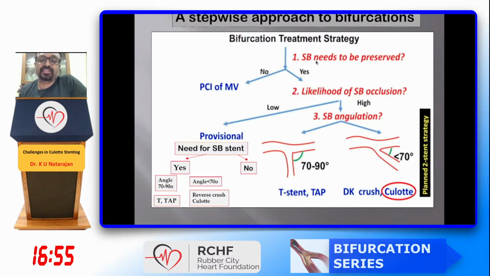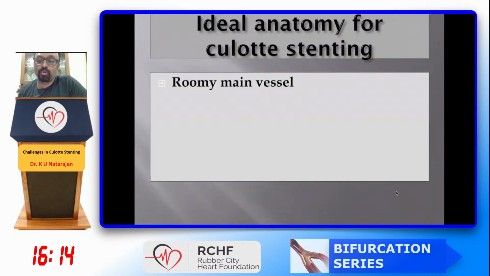We will answer the following questions. Does the side branch need to be preserved? If the answer is no, it is only main vessel stenting. If the answer is yes, the next question to answer is: is the likelihood of side branch occlusion high or low? If the likelihood of side branch occlusion is low, you can go to a provisional strategy. If it is high, you should resort to a two-stent strategy. And the angle between the distal main branch and the side branch dictates the method in which we do the two-stent strategy. T-stent or TAP when the angle is more, and if the angle is less, DK crush or Culotte is the way to go.